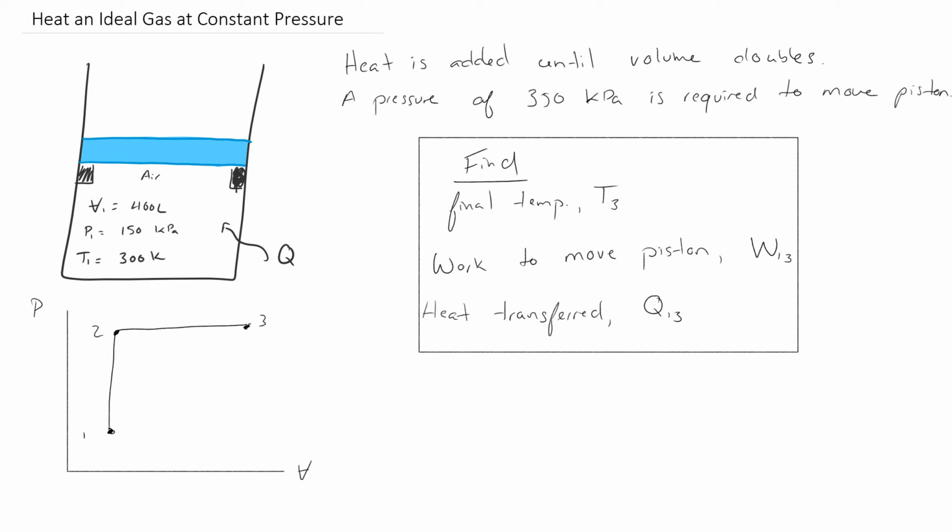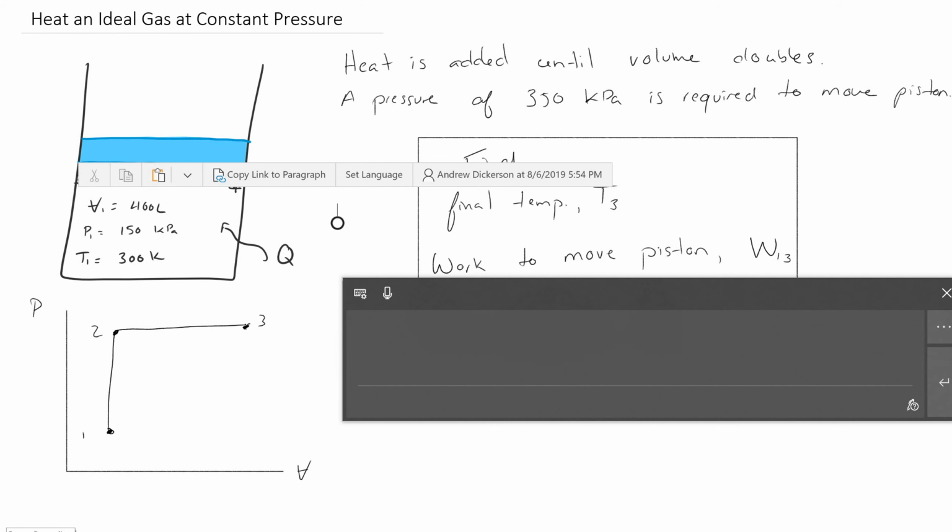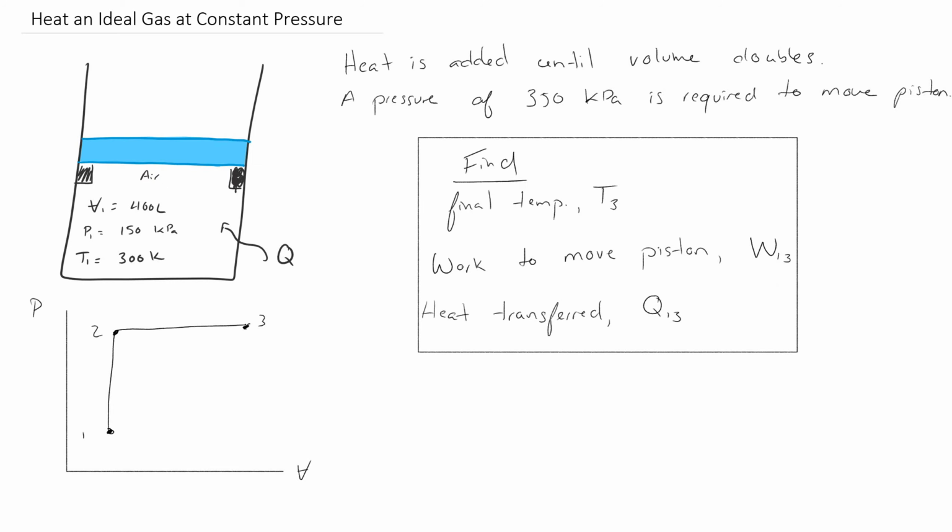The work to move the piston to the final volume, which is double the initial volume, and the heat transferred during the process. Okay, so I'm going to begin by establishing exactly what my system is. In this case, we're going to draw a boundary around just the gas. So my system does not include the piston, does not include the cylinder, it is just the air.